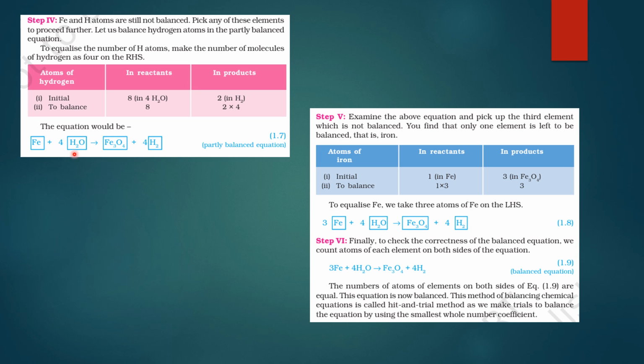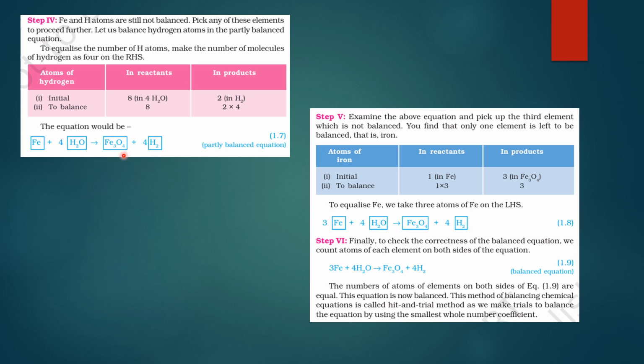Now let's check one by one. Iron is 1 here, 3 on the RHS. Hydrogen is 8 here, 8 on the RHS. Oxygen is 4 here, 4 on the RHS. So now only iron remains unbalanced.